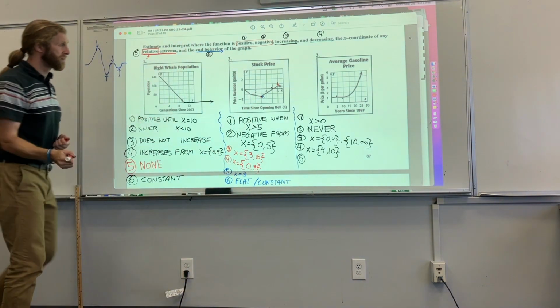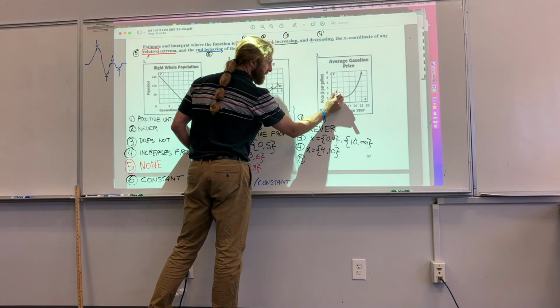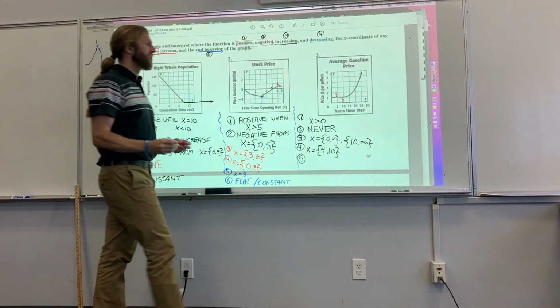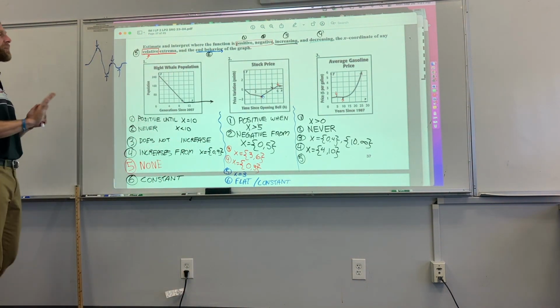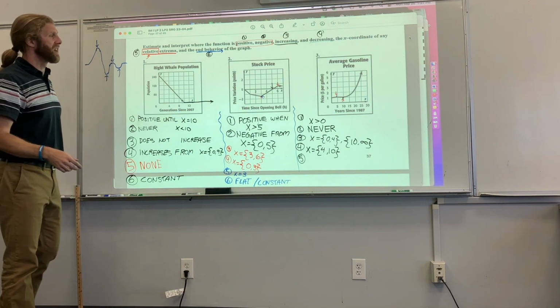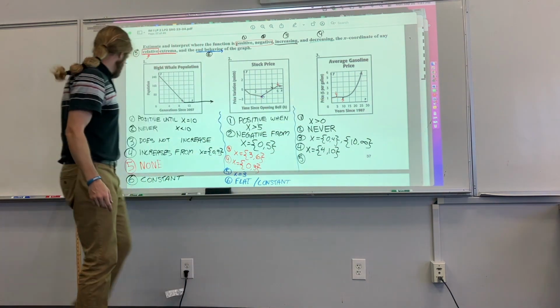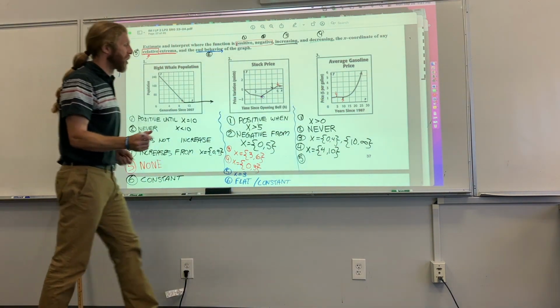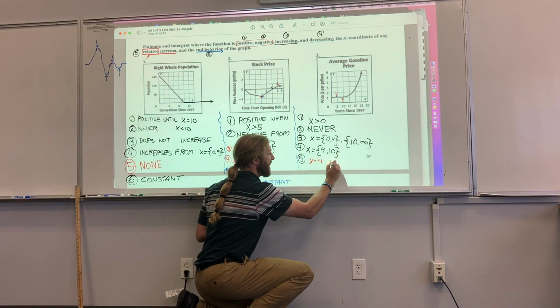Our extrema are these black partitions. They're the regions where we switch from increasing to decreasing, sorry, not positive or negative. So those x coordinates of the extrema are x equals 4 and x equals 10.